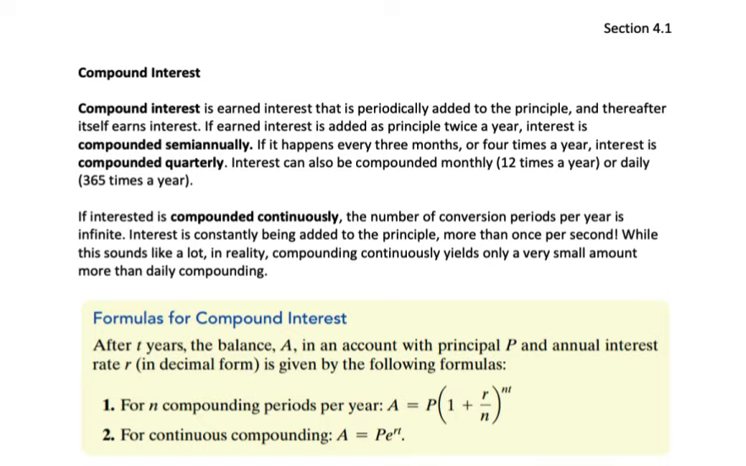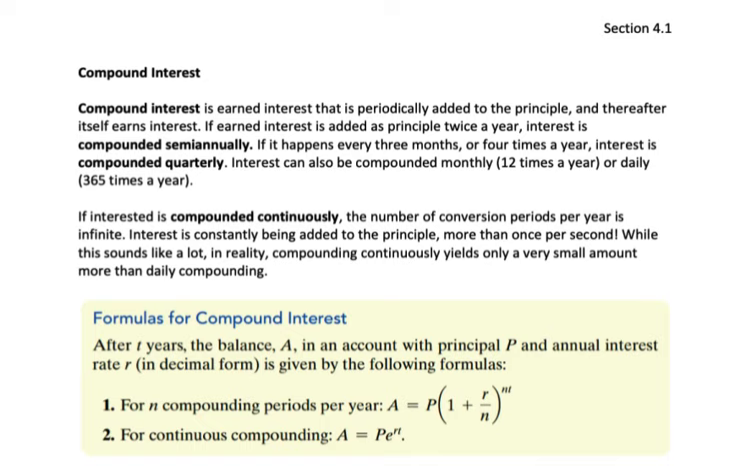We could add interest back to principal twice a year, which we say is compounded semi-annually. Every 3 months, or 4 times a year, would be compounded quarterly, and we could also compound interest monthly, which means 12 times a year, or daily.